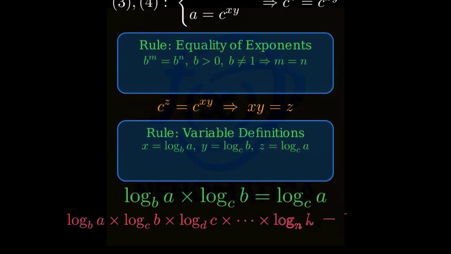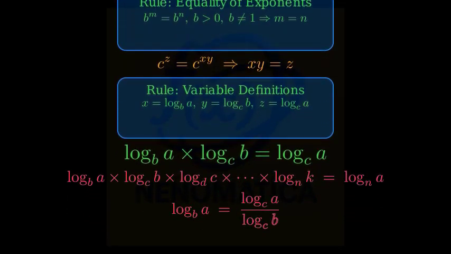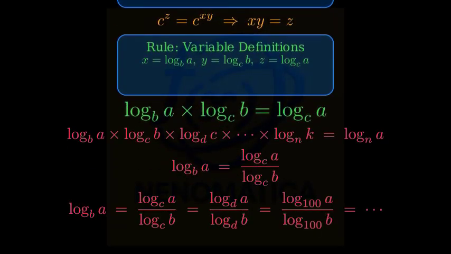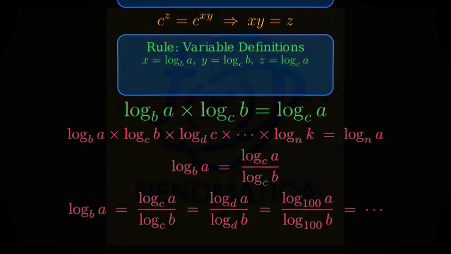1. The chain rule generalizes. The product of successive base changes collapses to the endpoints. 2. This immediately gives the change of base formula. Log base b of a equals the ratio of log base c of a to log base c of b. And that ratio is the same for any common base, such as base d or base 100.